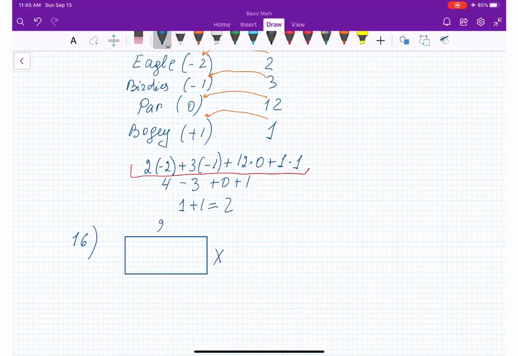Width is x and length is 2x. One more time. A rectangular table is twice as long as it is wide. So if I take wide as x, then length is going to be 2x. What is the perimeter of the table?